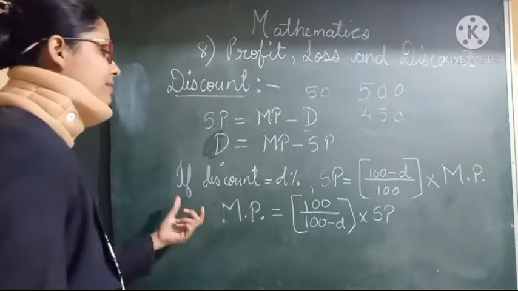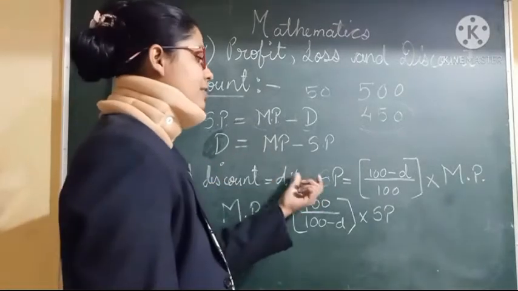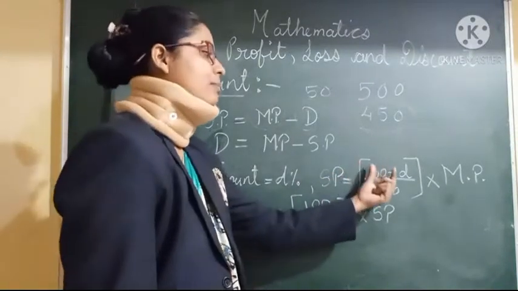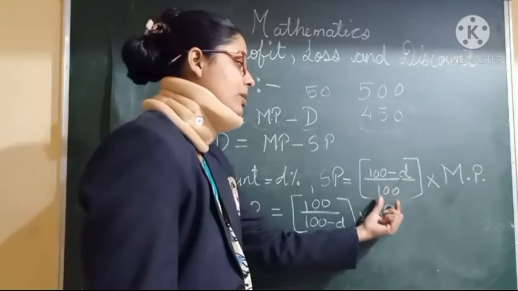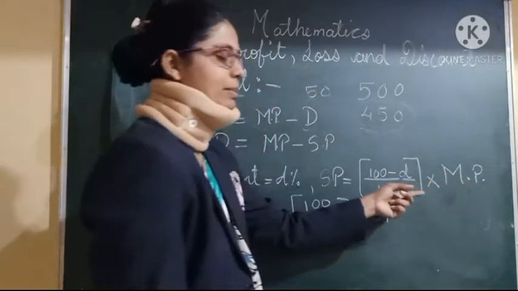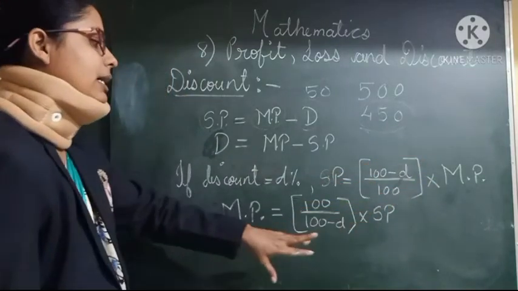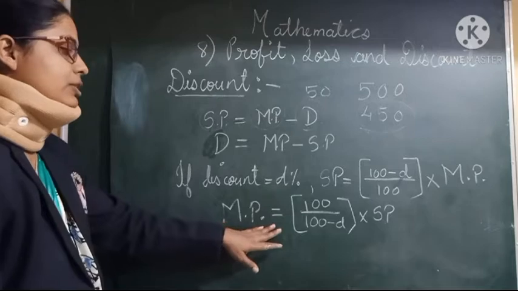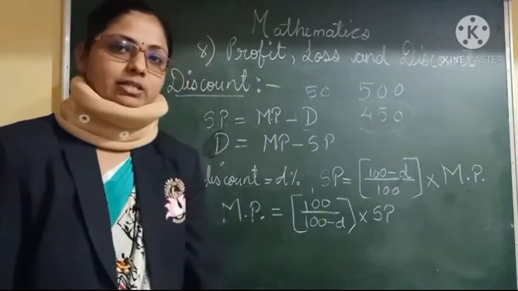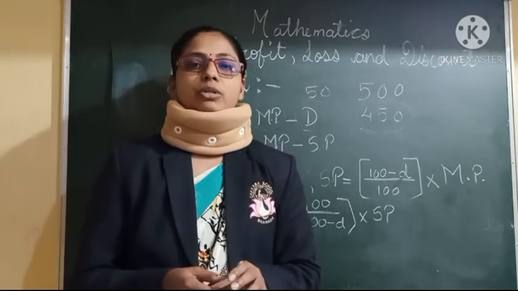Okay. Then if the discount is D percent, if it is given in percentage, then selling price equals (100 minus D) upon 100 multiplied by mark price. And in this case, if we have to find the mark price, then mark price equals 100 upon (100 minus D) multiplied by selling price. With these formulas, we are going to solve the examples given about the discount.